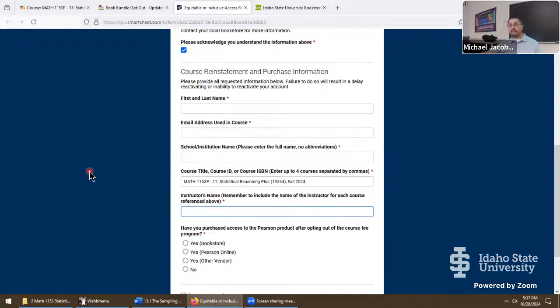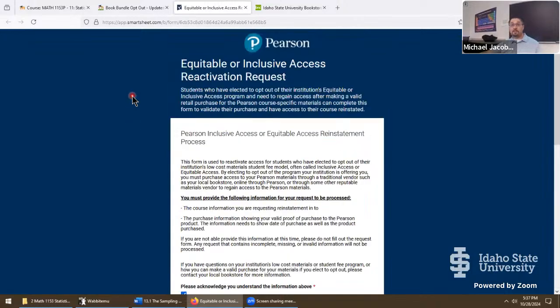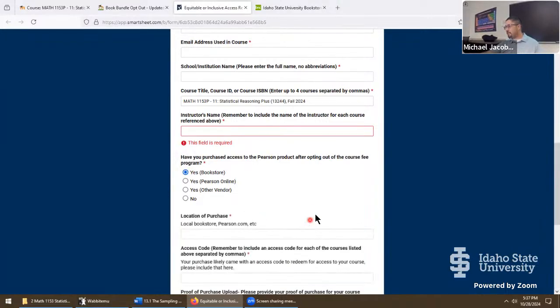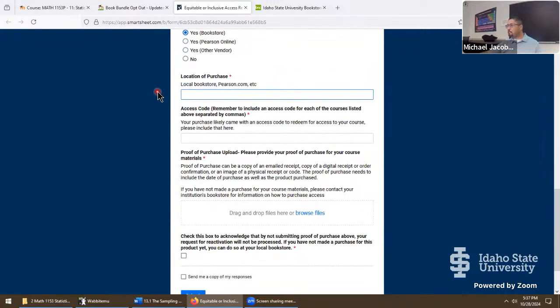Instructor's name, you could just put in Michael Jacobson. Then, have you purchased access to the Pearson product after opting out of the course fee program? This whole document looks like it was invented less than a week ago when people realized they had to figure something out of nowhere. So you'll say, yes, bookstore. Then here you'd probably say locate local bookstore, Pearson.com, etc. Just Barnes and Noble online. Yeah, that should work out just fine.